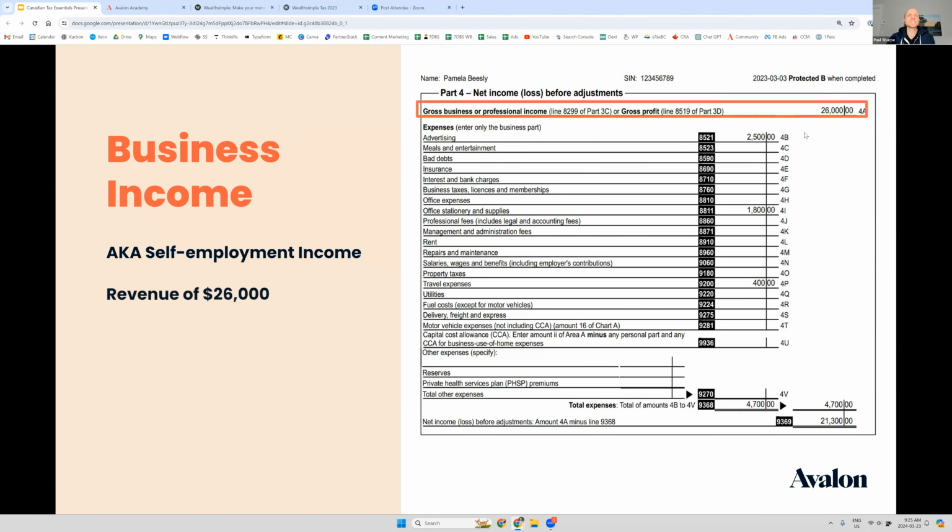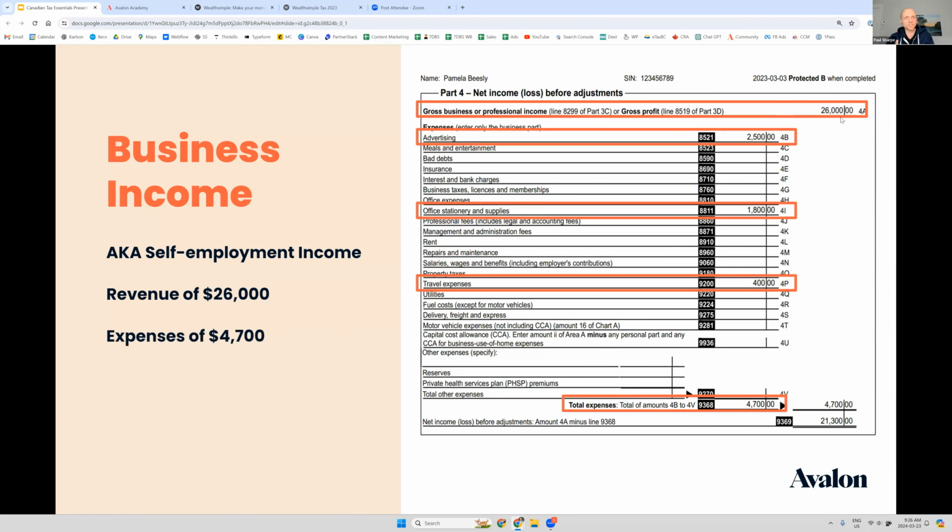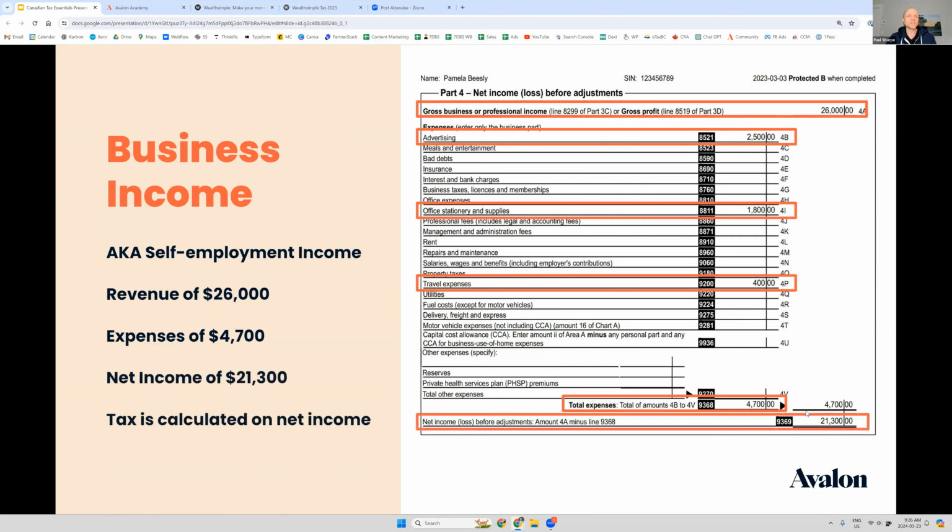And she's earned $26,000 in, let's say she sold some art. And so she got $26,000 in self-employment income. She isn't taxed on that $26,000. She actually gets to deduct expenses that were incurred to earn that income. So she had some advertising and office and stationery and supplies and travel expenses. Maybe she gets to deduct those expenses. So we go $26,000 in income minus her $4,700 in expenses equals $21,300. That's her actual amount that gets taxed on it.